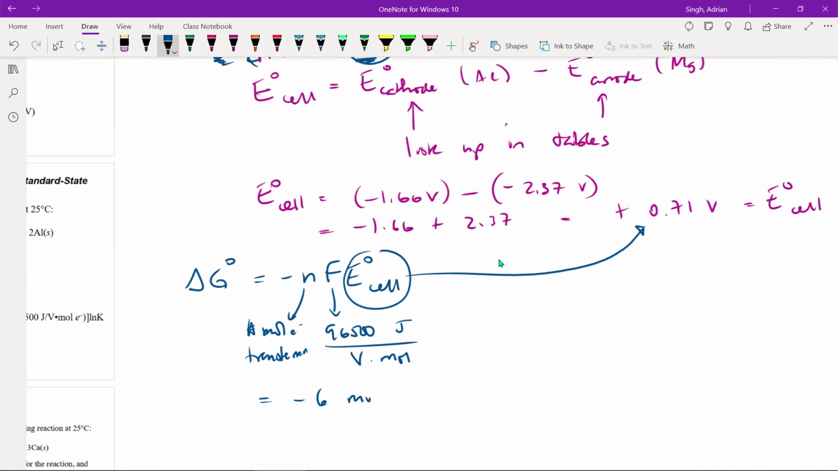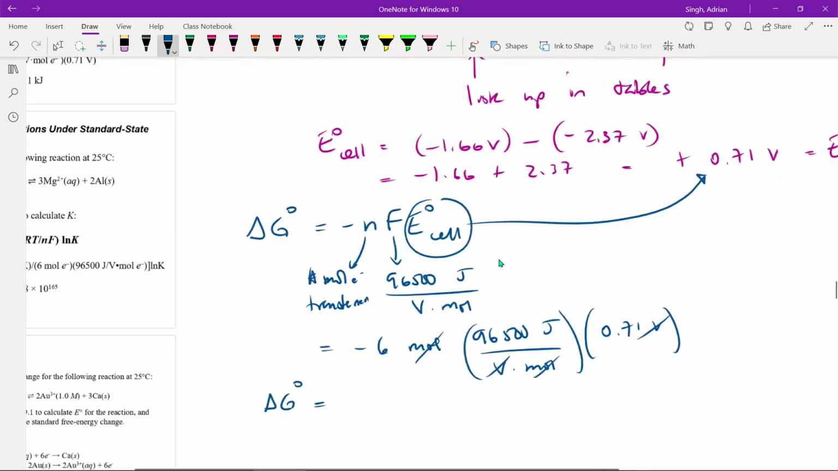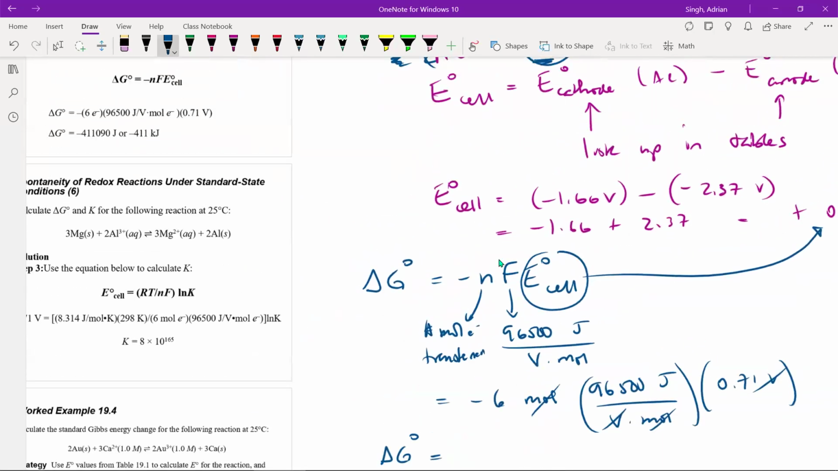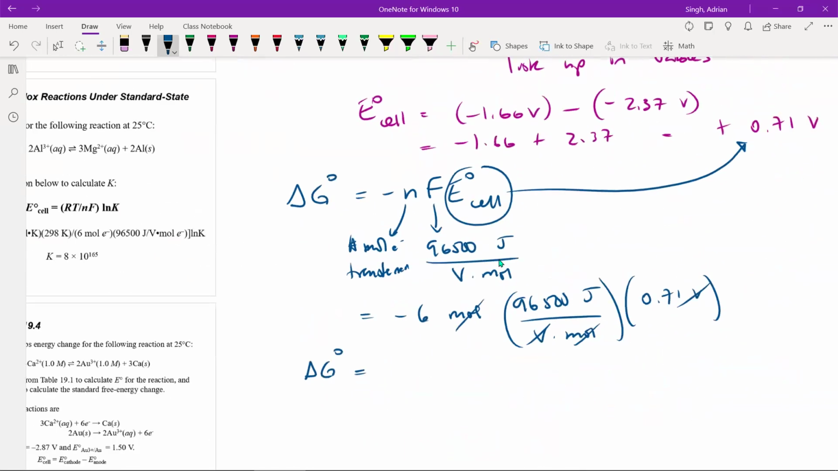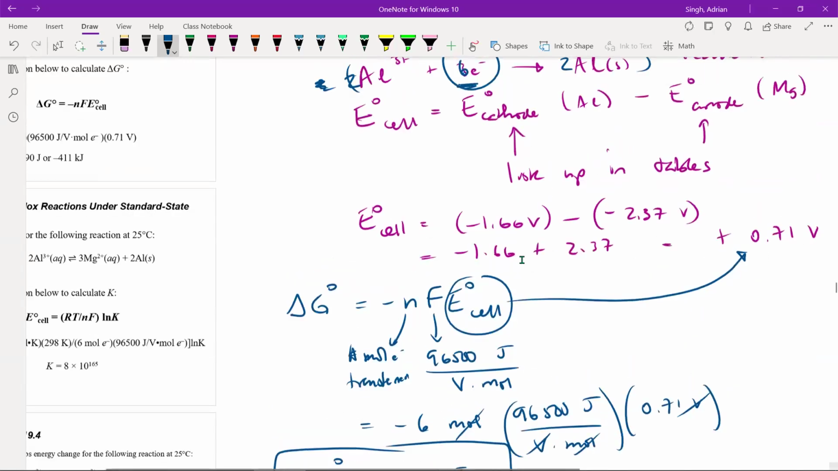So 6 moles times 96,500 joules per volt mole, and then we have our E of the cell was 0.71 volts. Volts cancel, moles cancel. We end up with joules as our unit. So we substitute that in there and we end up with, what do we get? Negative 411,000 joules, or negative 411 kilojoules, right? So we converted to kilojoules. We get delta G. Makes sense. Delta G being negative tells us it lies to the right, and our E of the cell was a positive value, which confirms that.